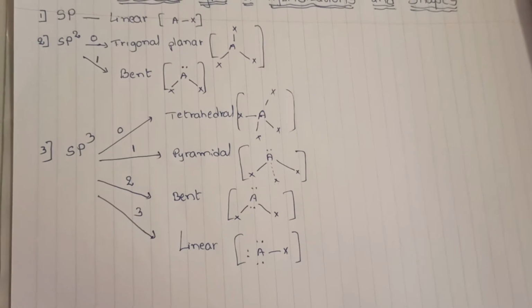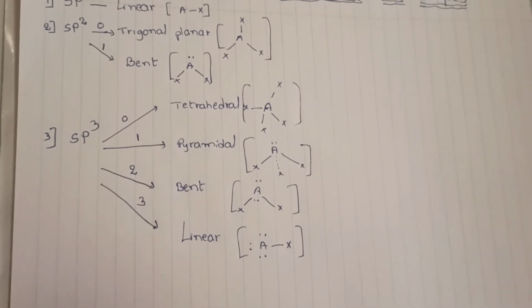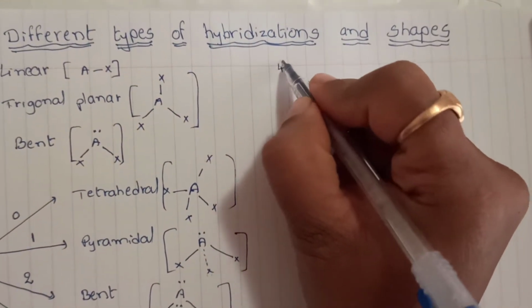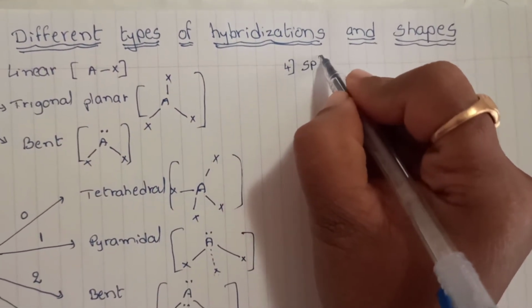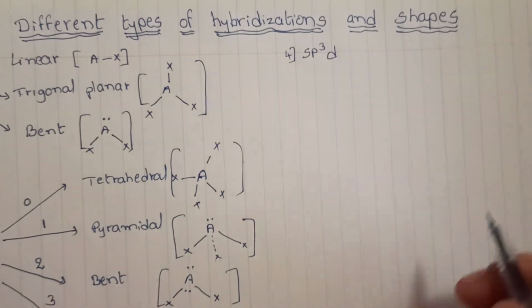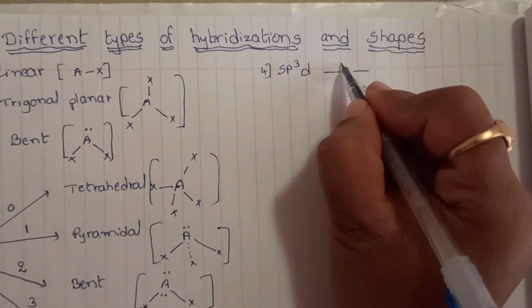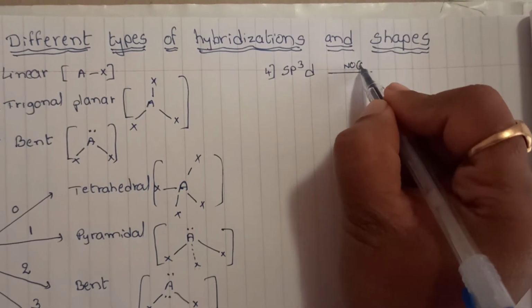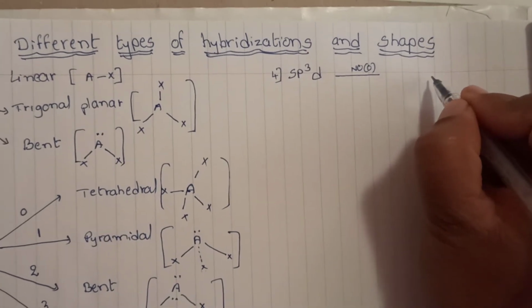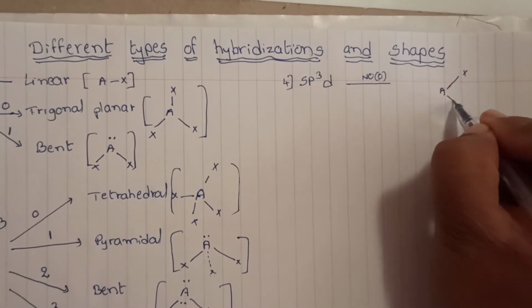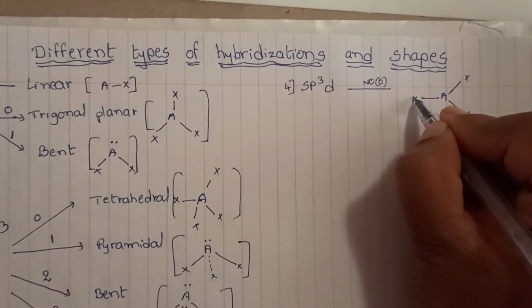Coming to the next one, the fourth one, sp3d. In sp3d, if there is no lone pair, means 0, then we will get trigonal bipyramidal geometry. See, trigonal bipyramidal geometry.